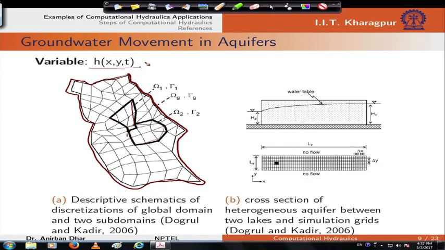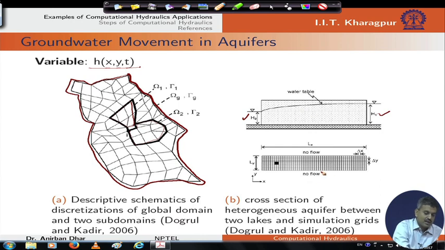The variable is head variation over x, y and t. So, spatial variation and temporal variation, but there is no change in the z direction. A simple example: on the left and right side, we have two water levels, and this is your plan view, and this is the elevation. We have specified head on these two sides and no flow on the top and bottom.